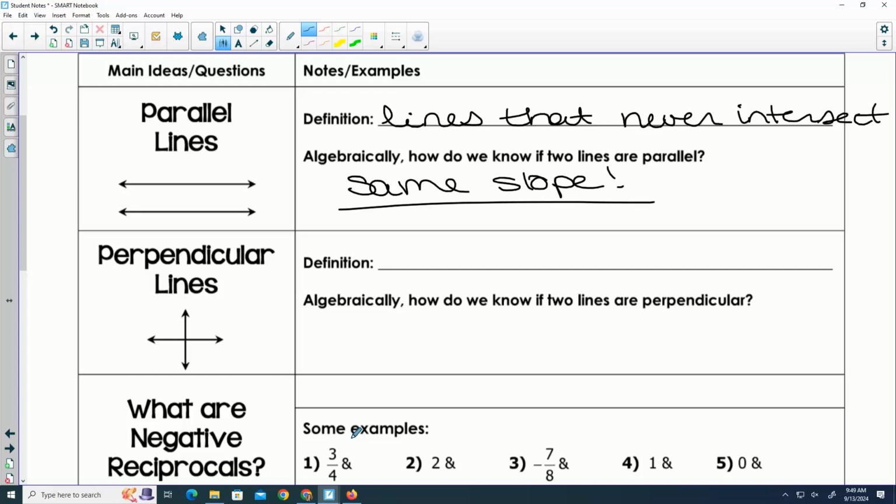What are perpendicular lines? More specifically, they cross and form what kind of angle? 90.